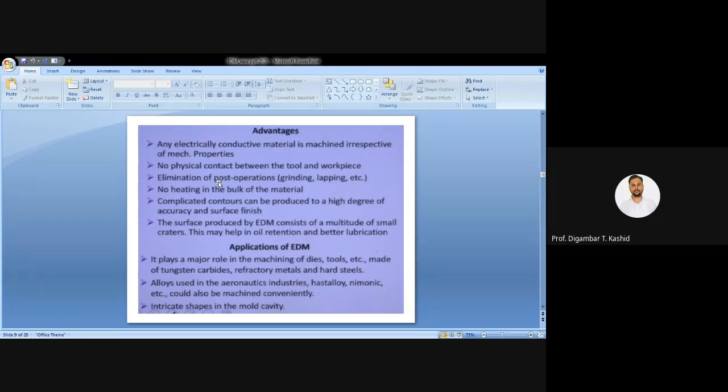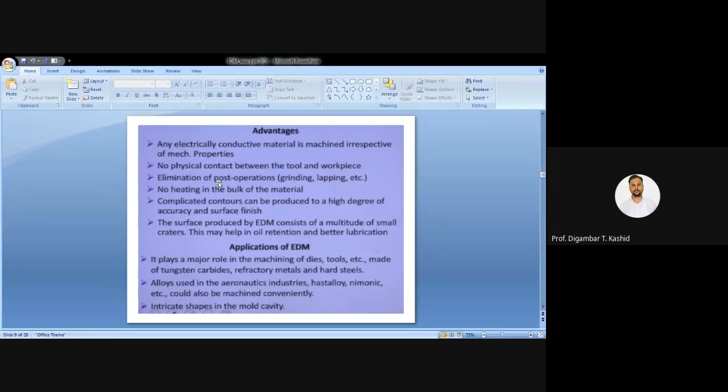Like in conventional machining operations, after machining you have to do the finishing operation also, correct? In the EDM process you do not need to do this post-machining operation. Finishing operations like honing or lapping, you do not need to do after machining by using this EDM process.